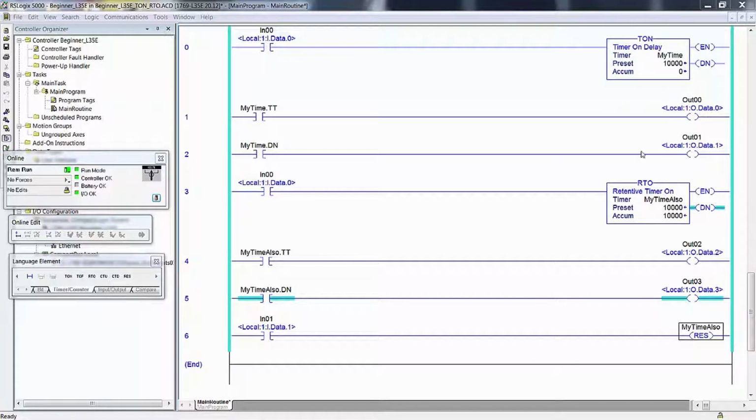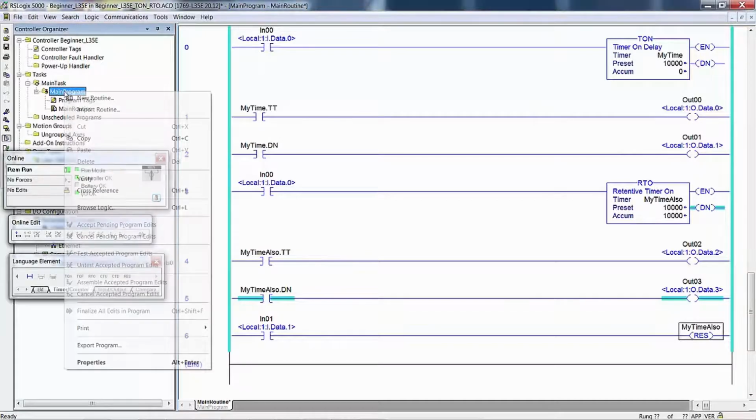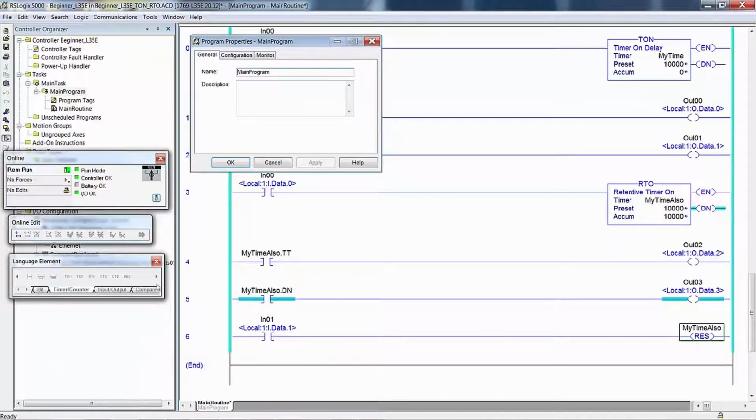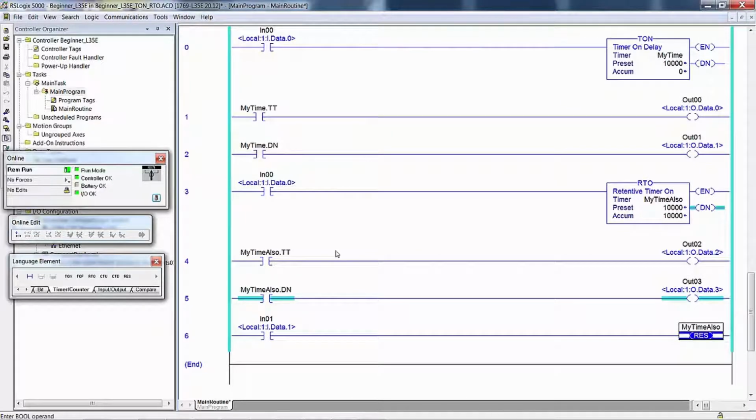So just for grins, we'll go back to the main program, properties, monitor. You see we're still around 20 microseconds. So even with all of this logic, and you bumped it up to 24 once in a while, we really haven't changed the scan time of this program very much by adding these rungs of logic. Get rid of that and go back to business here.